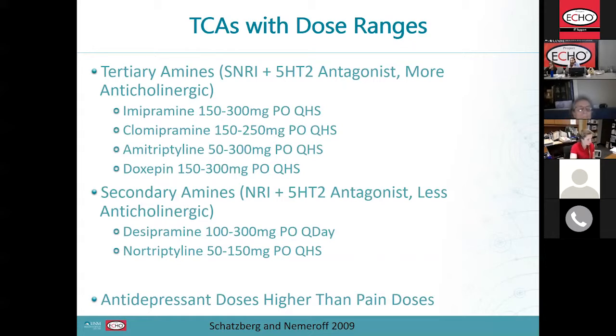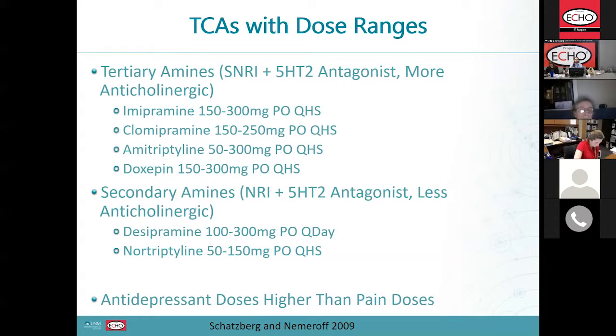The tertiary amines tend to be more anticholinergic, so that's like dry mouth and urinary retention and constipation and so on. And this is one of the major challenges of using TCAs, is the adverse effects. But there are ways that you can help to minimize those adverse effects and help people to tolerate them.